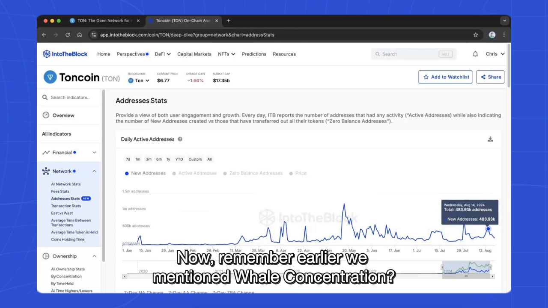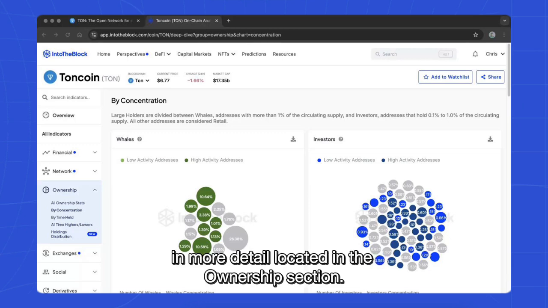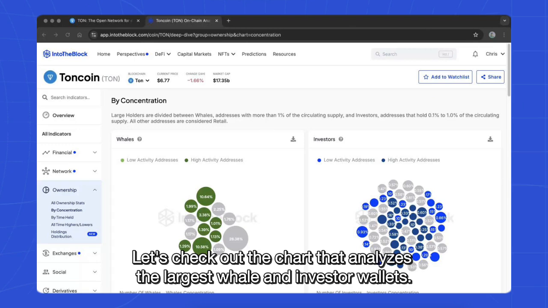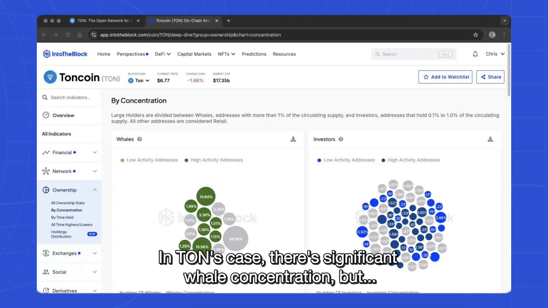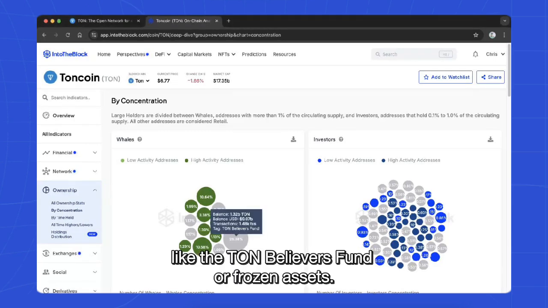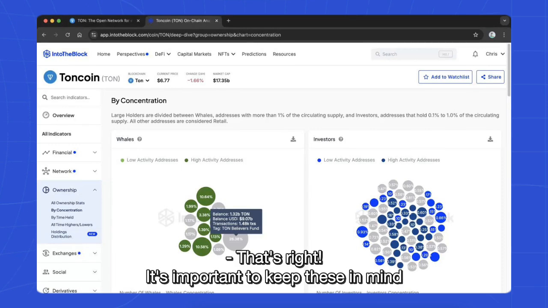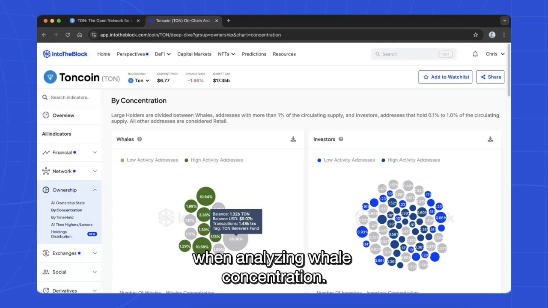Now, remember earlier we mentioned whale concentration? So, at Into the Block, we provide several indicators to analyze large holders in more detail, located in the ownership section. Let's check out the chart that analyzes the largest whale and investor wallets. In TON's case, there's significant whale concentration, but it's crucial to note that some of these are special purpose funds like the TON Believers Fund or Frozen Assets. That's right. It's important to keep these in mind when analyzing whale concentration.